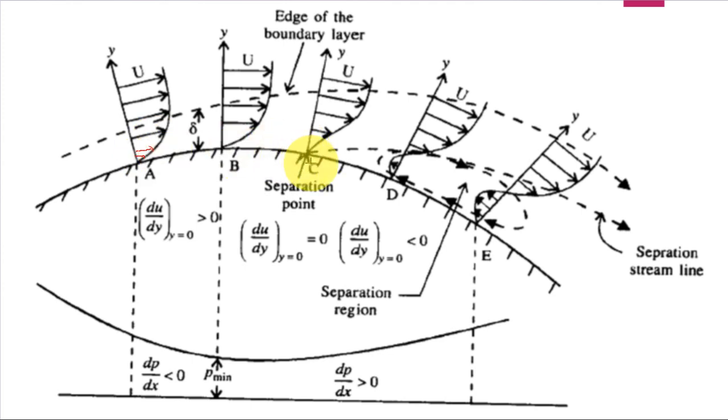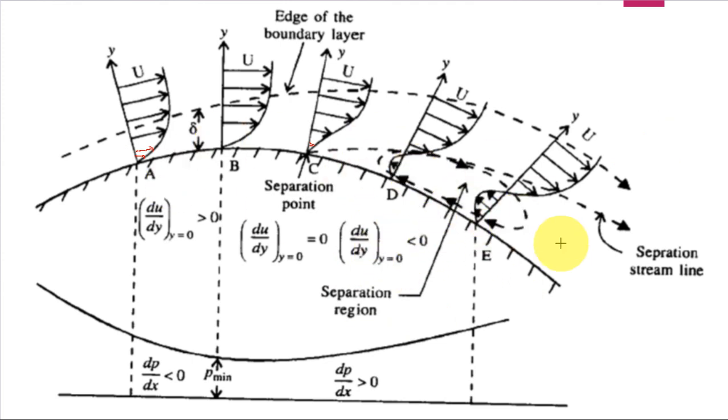But as you reach point C, there is a change in profile. If you consider this layer and this layer, there is not much difference between the velocities. Okay, and the boundary layer separates. And here you can see that the velocity gradient is greater than 0 in this region, and beyond the point of separation, the velocity gradient is less than 0 at the surface.